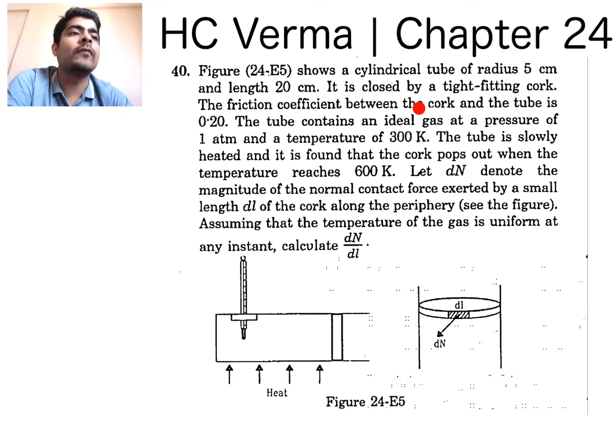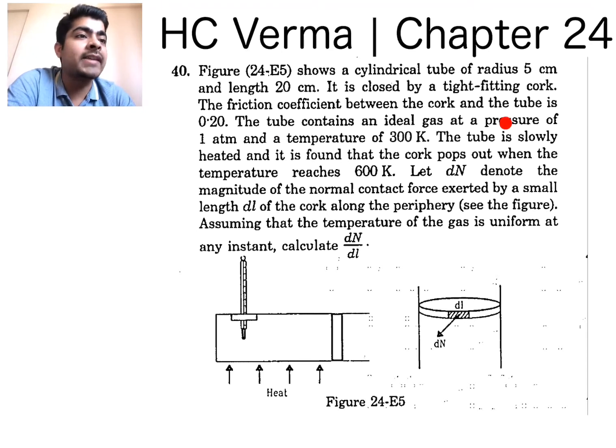The friction coefficient between the cork and the tube is 0.2. So here you can see this is the cork. This is the side view again. This is the cork. This is the tube. So the cork is tightly fitting inside the tube, and the friction coefficient is given.